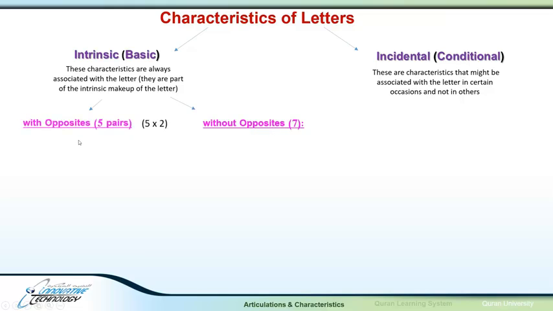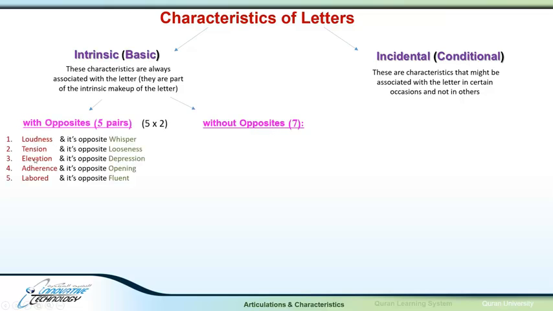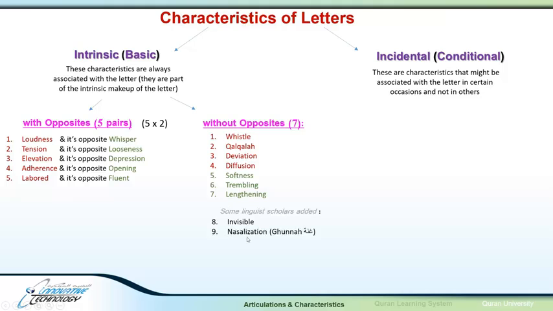Now, the 10 characteristics are those, and we had explained each of them and its opposite in extensive details in that lesson. We've explained the loudness versus the whisper, the tension and the looseness, elevation versus depression, adherence versus opening, and labored versus fluent. And the other 7 are these, and some scholars added another 2 to make the total of 9.